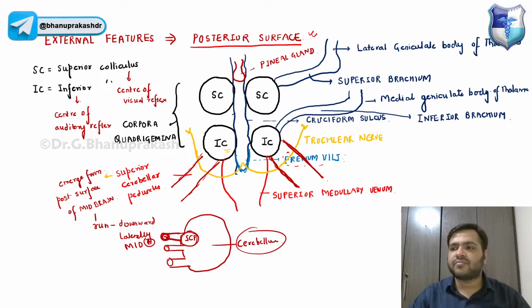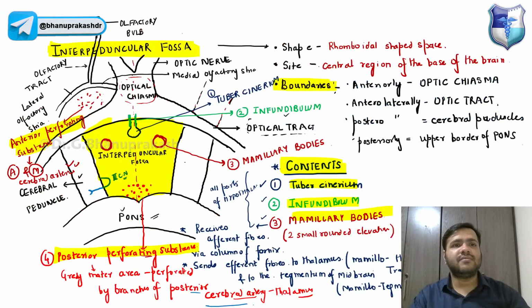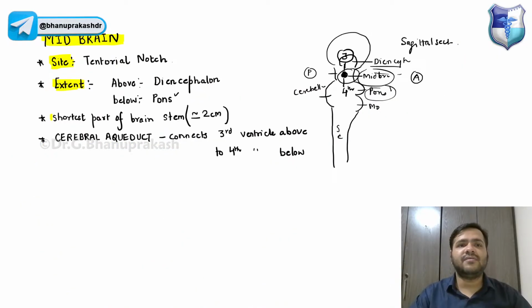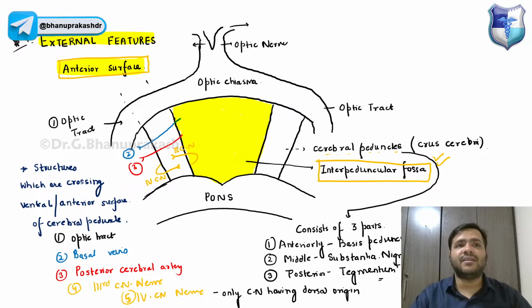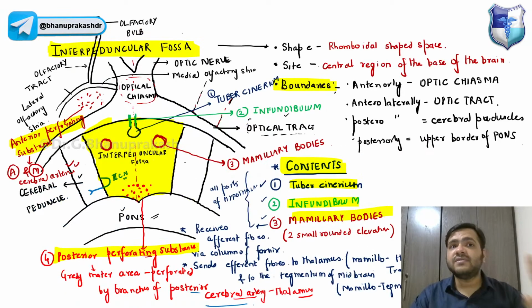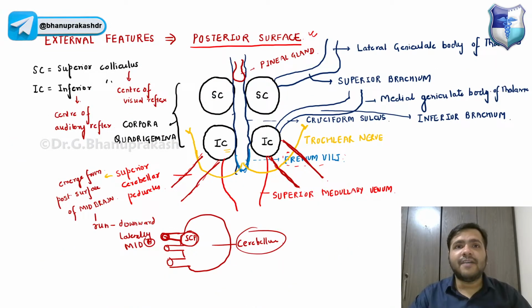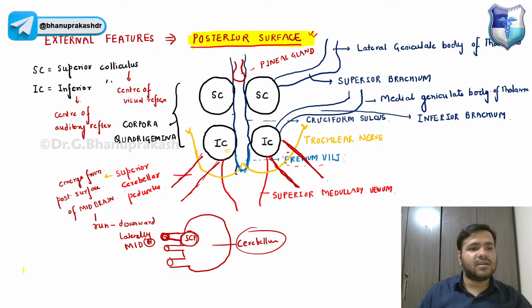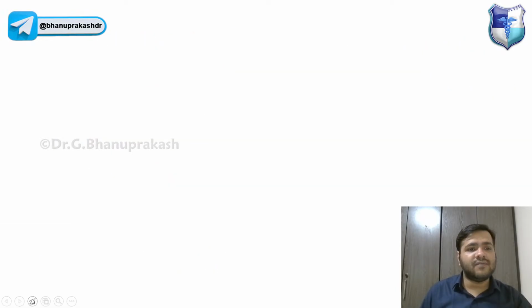Now, we have discussed the external surfaces, guys. We have discussed the side, the extent, the external features, the anterior surface along with the interpeduncular fossa, and the posterior surface also. Now we are going to discuss the internal features of the midbrain, and that is again very important.